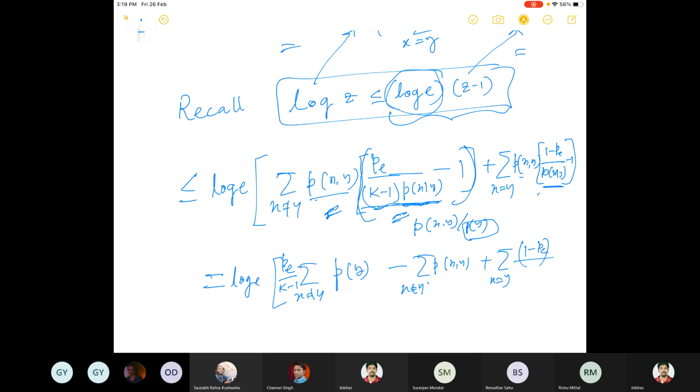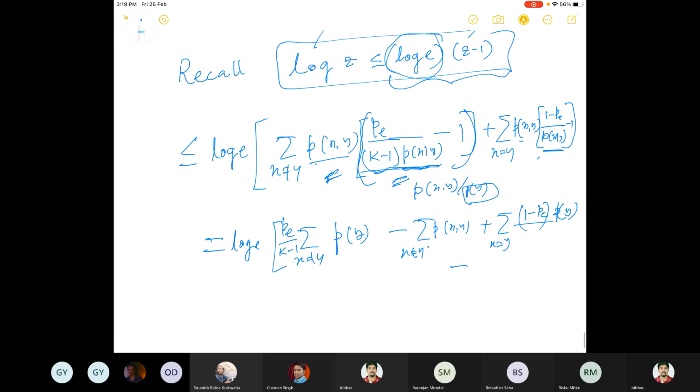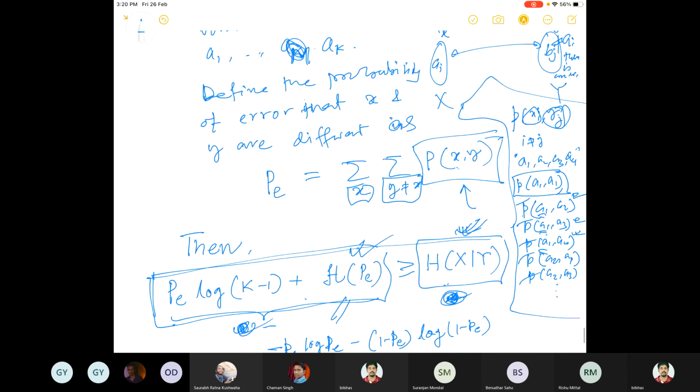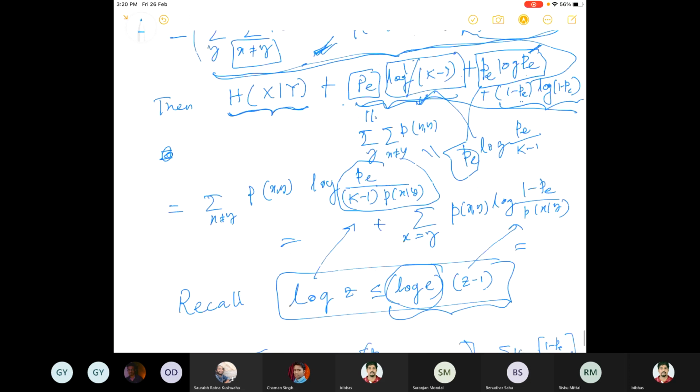Anyway, I can write it here for the time being, but it can be taken out. So what is that? This times P of y, minus the same thing, sum over all xy when x is equal to y. So what will this be now? Can anybody tell me what this one will be? This guy you can definitely say, I'll talk about this one a little later. This is nothing but the probability of error, as we have defined, over all xy when x is not equal to y. This is for sure the probability of error.